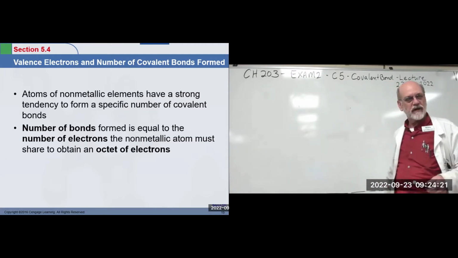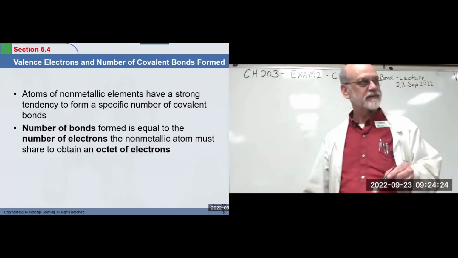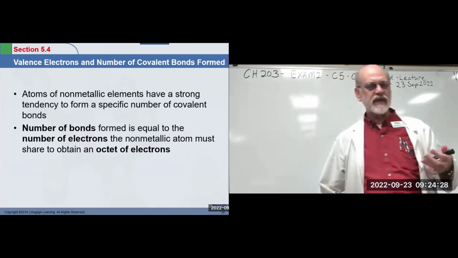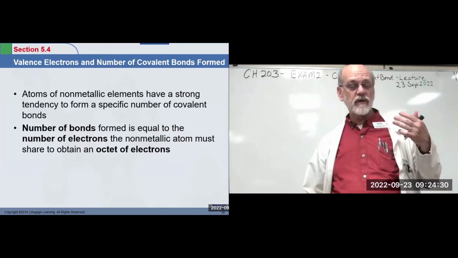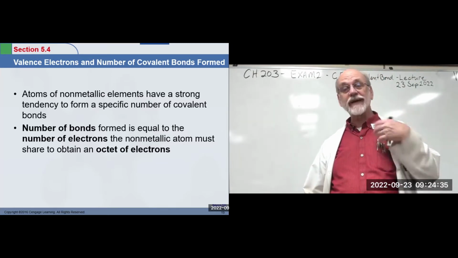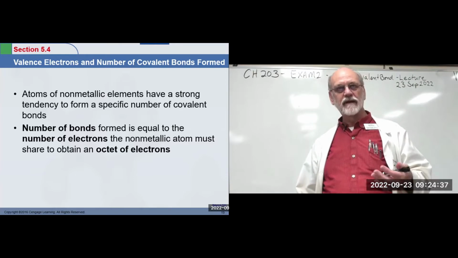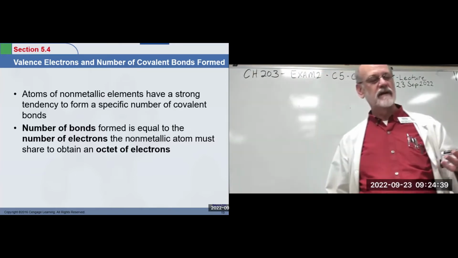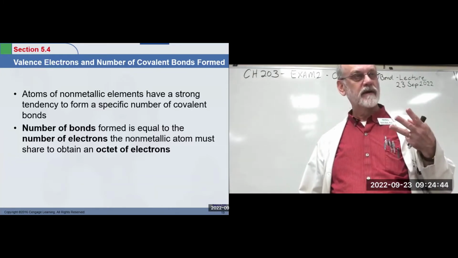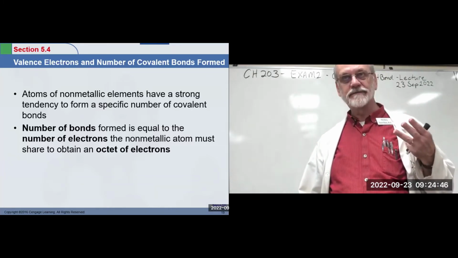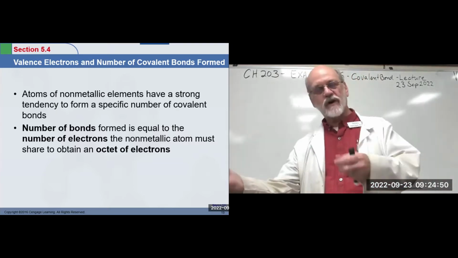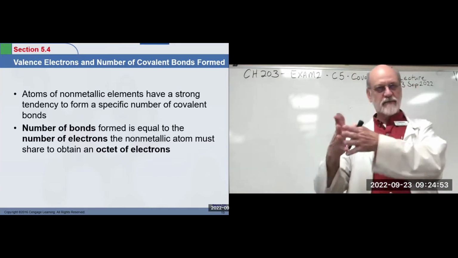Some of you may have caught that, but I think I better emphasize that point. The number of bonds that can be formed is equal to the number of electrons that this atom has to share to make an octet. So if it has 5, in order to make an octet, it needs 3 more, right? So it needs 3 more bonds to make an octet. And it donates one of its electrons and gets one from the other side and makes a bond.